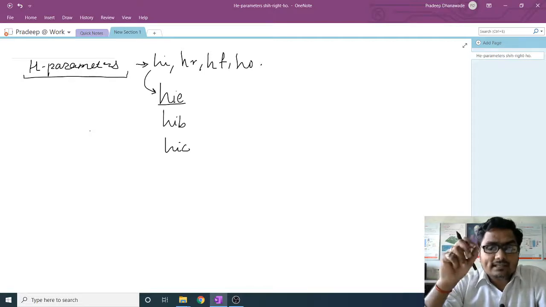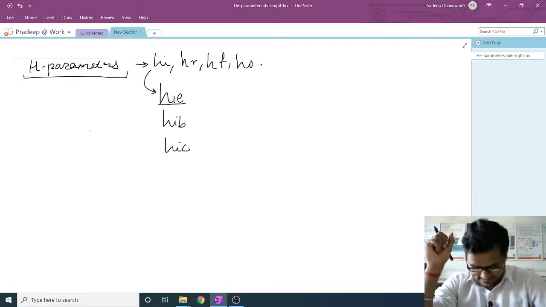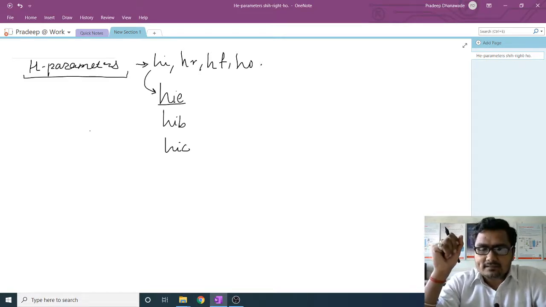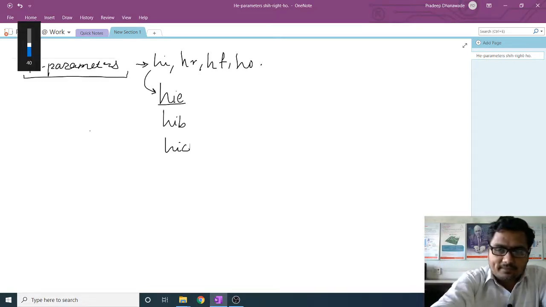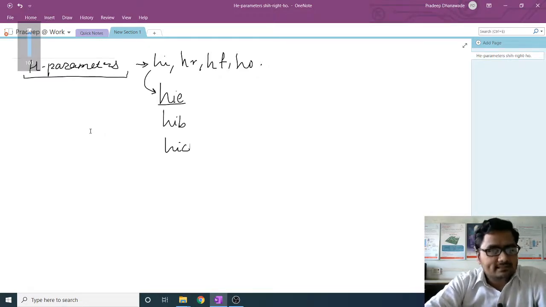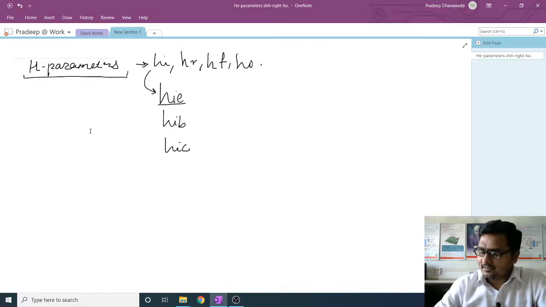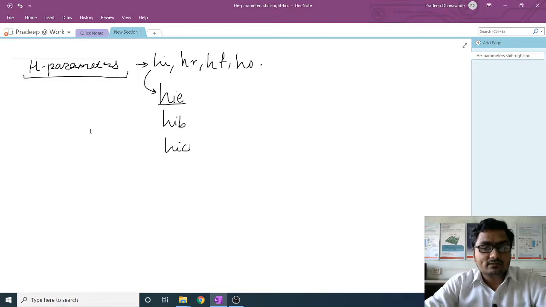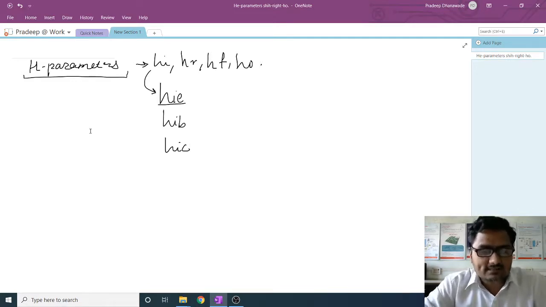Let us understand how I can calculate or evaluate those H parameters. They can be evaluated by a graphical method. Yes, there is a good graphical method for that, a really fantastic method. But this graphical method takes help of input and output characteristics. Without understanding those input and output characteristics, one cannot calculate or evaluate H parameters.